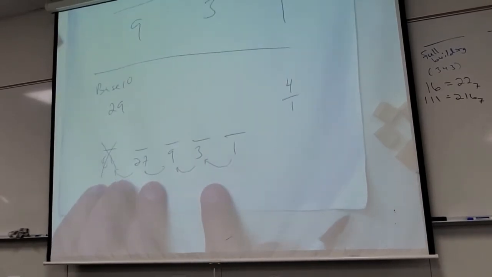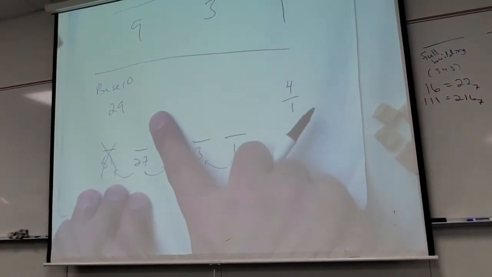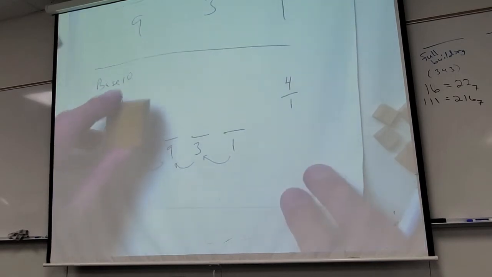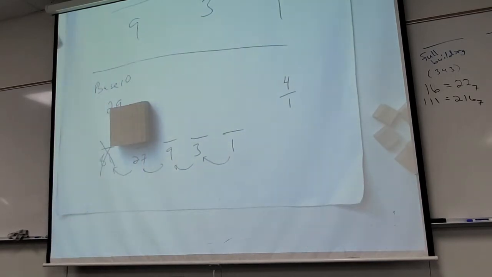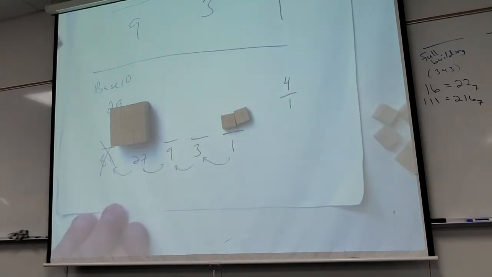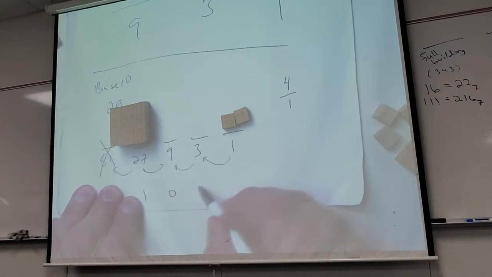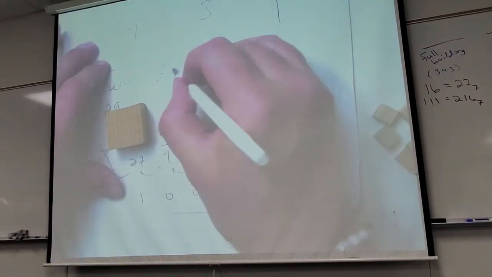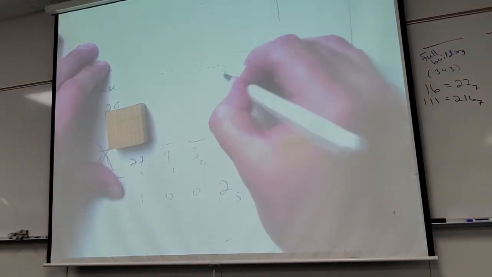So what would this look like then? 29. What would it look like with the blocks? Like 1, 0. One block, and then what's left over? 0, 0. Well, there's 2 left over, yes? Yeah. And of course, there's 2, so there's no 9s, there's no 3s, your 2s go right there. So this would be 1, 0, 0, 2, base 3. That is what the number 29 would be. So 29 equals 1, 0, 0, 2, base 3.